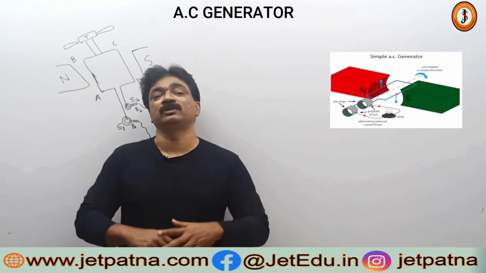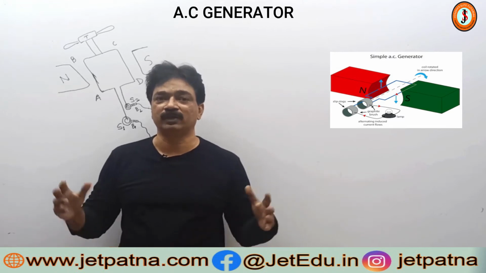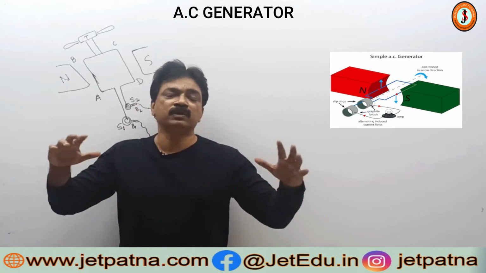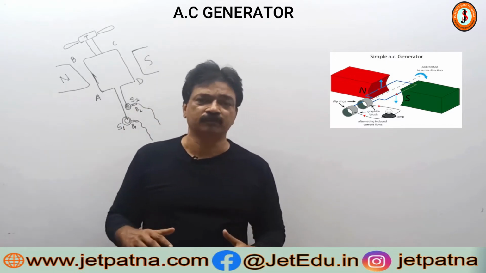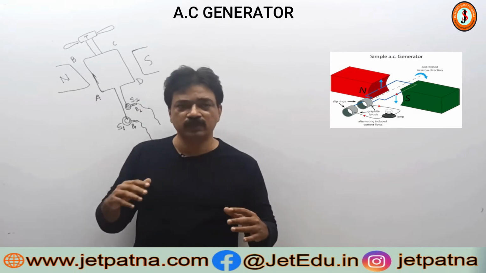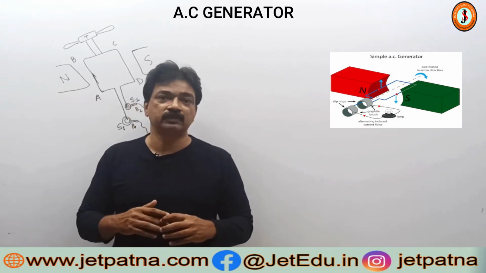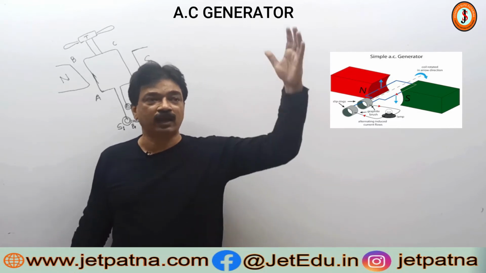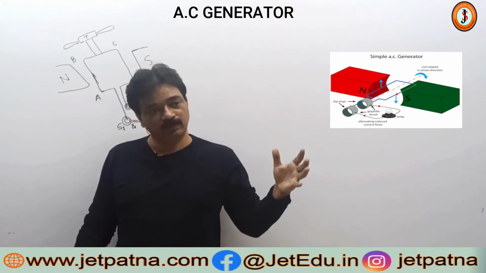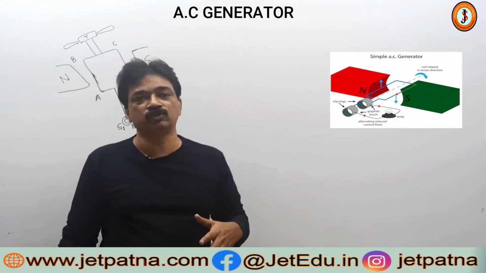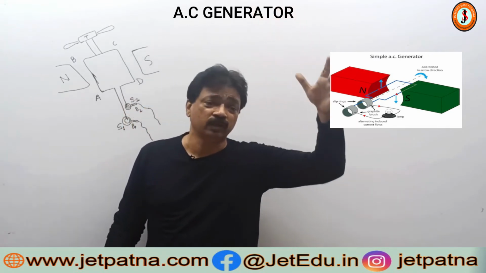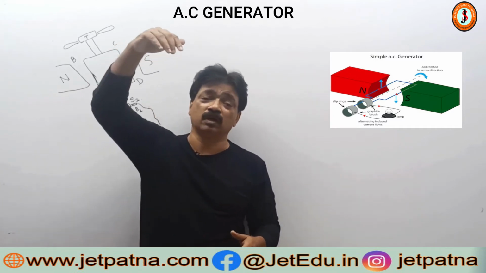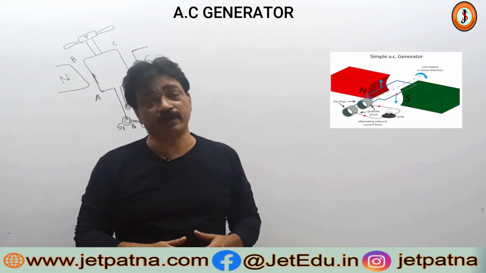Now think of this on a large scale. Very big cylindrical magnets are there, then very big coils are there, and the coil is rotated through a turbine, and this turbine is also a very, very large one. The turbine can be rotated by falling water, near any water source where the water is falling from a height. The turbine will move because the water falls on the blades of the turbine.